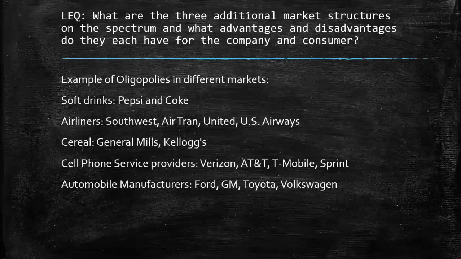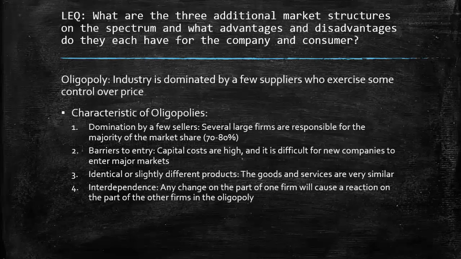So take a look at this example again. I'm going to pick on Pepsi and Coke. Characteristic number 1, domination by a few sellers. Absolutely. Barriers to entry. If I wanted to start my own soda manufacturing business, I could do so, but I would not be able to compete with Pepsi and Coke.